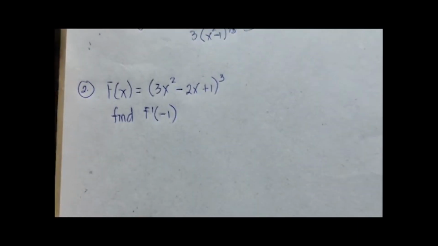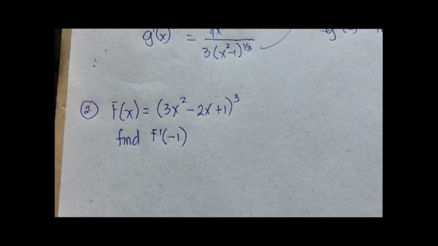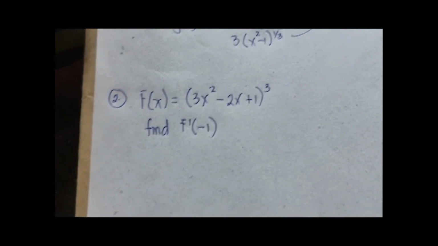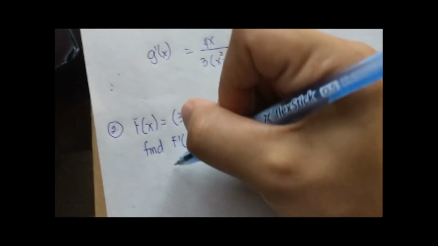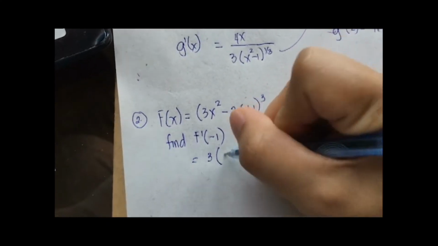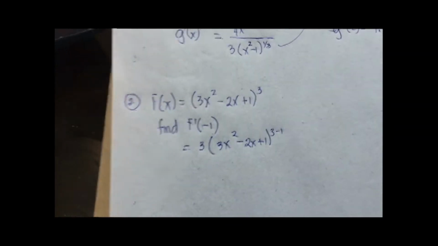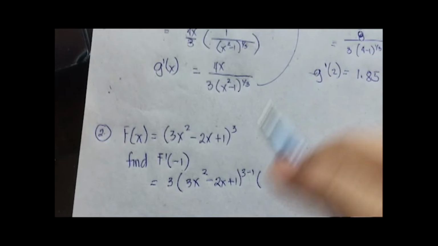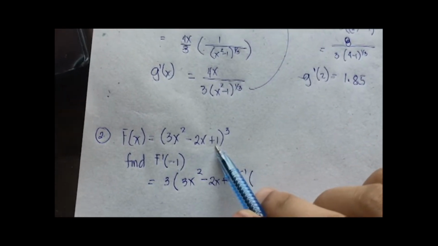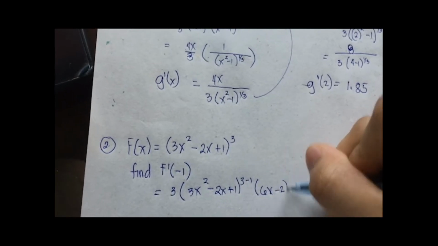So of course, you cannot find f of 1 directly without getting the derivative of the given function first. So we need to get the derivative of our given function. Applying the power rule, we have 3 times (3x squared minus 2x plus 1) raised to 3 minus 1, times the derivative of what's inside. The derivative of this one is 6x minus 2.